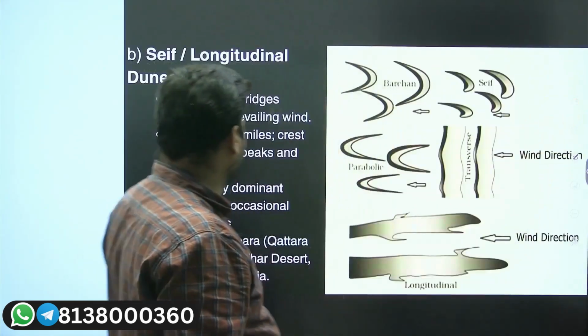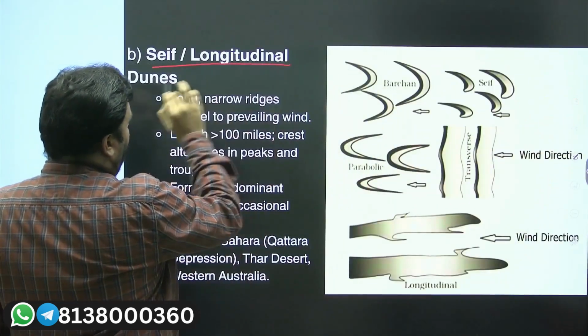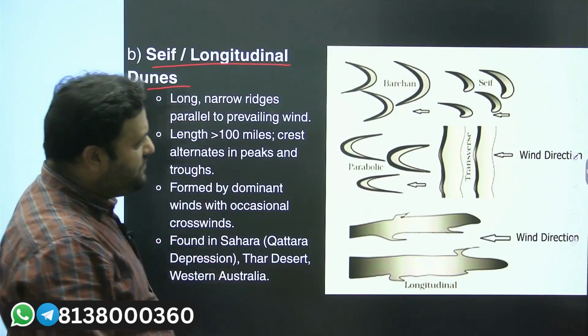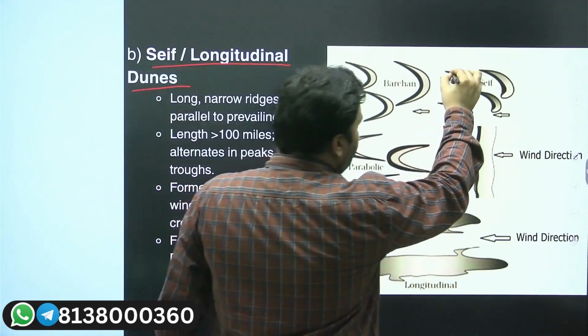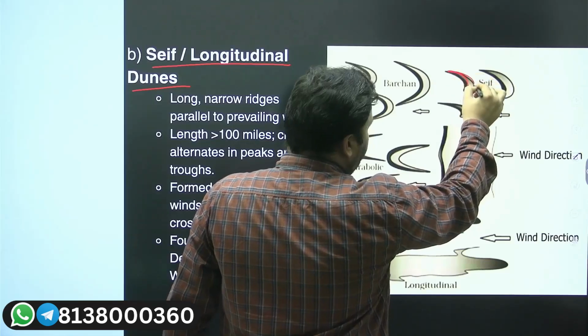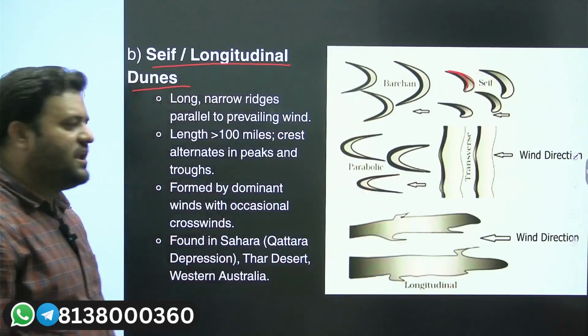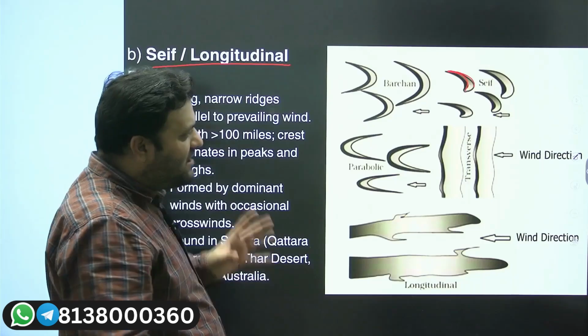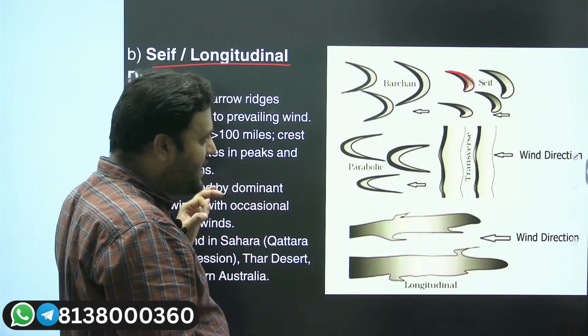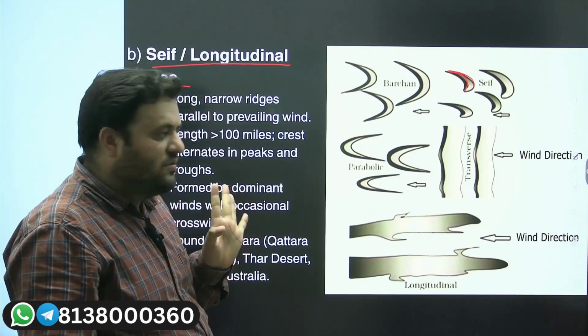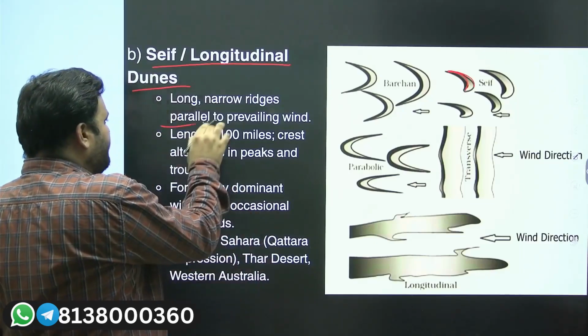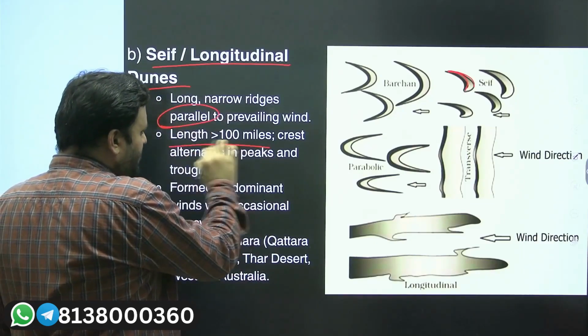Moving ahead, seif or longitudinal dunes. Seifs are basically long and narrow. Here you can see long and narrow, and they are almost parallel to the wind direction. The length could be more than 100 miles.